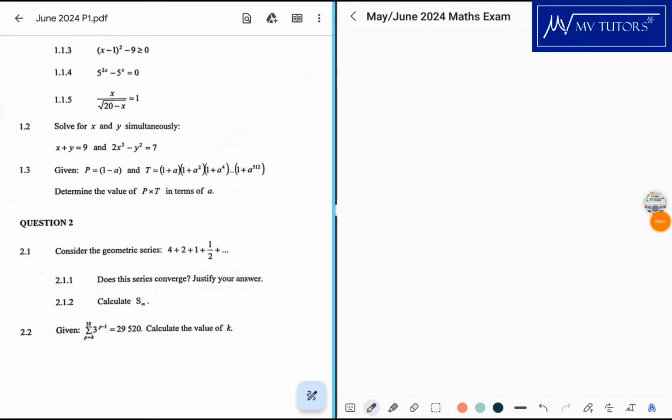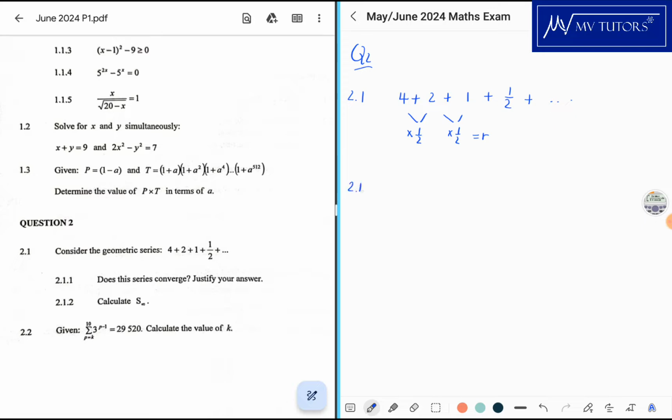Alright, now let us look at question 2. 2.1 says consider the geometric series. Remember, there's a difference between a series and a sequence. If it's a series, then you are adding up the terms. If it's a sequence, you're just listing the terms. So if we go from term 1 to term 2, you can see that we actually multiplied by a half and so forth. So already you can see that r is a half.